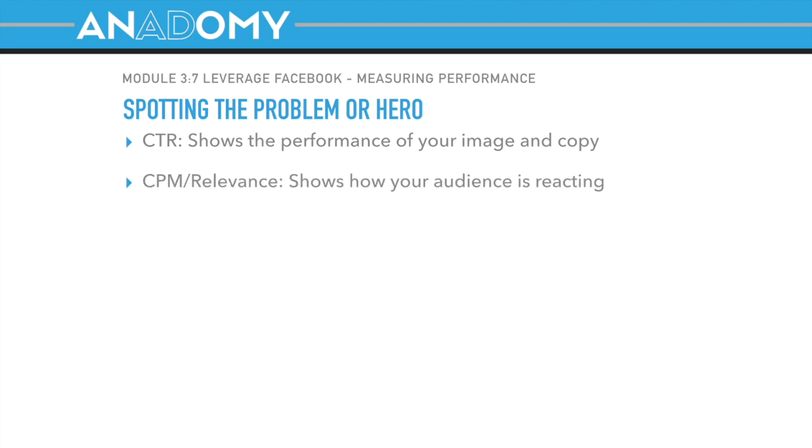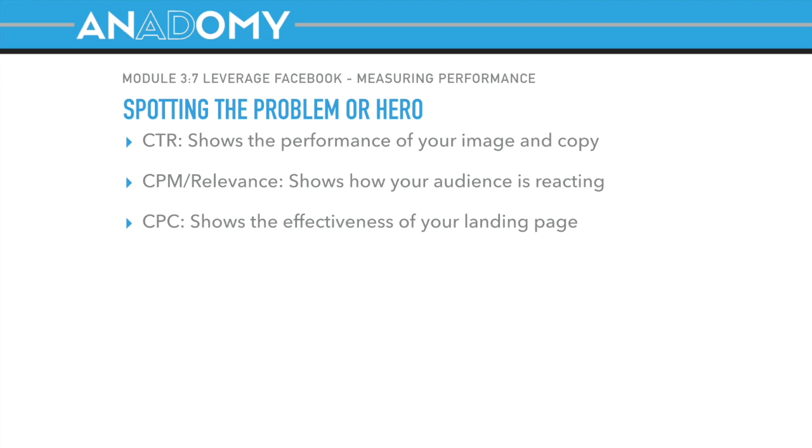The next thing is CPM or relevance. Now these two are inseparably intertwined, but ultimately they're going to show how your audience is reacting. If your audience is reacting negatively, your relevance score is going to be low because your click-through rate is low and your cost per thousand impressions is going to be high. But ultimately this comes back to how people are receiving your offer.